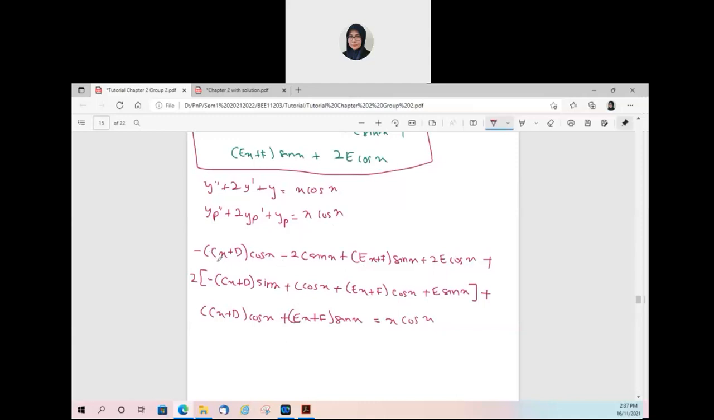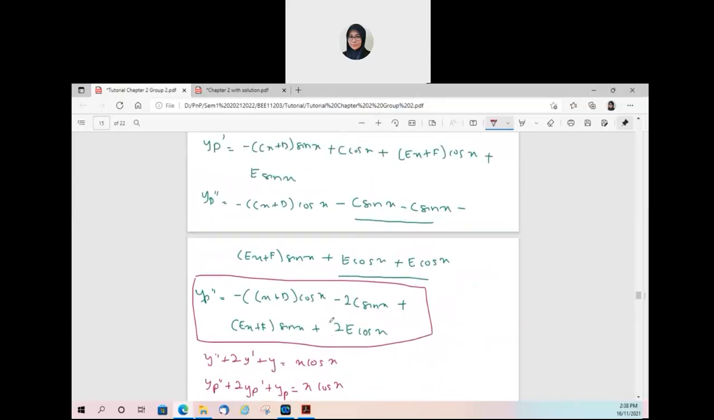Now we try to simplify the left hand side. We have to expand these two first. Before that, the minus (cx plus d) cos x and the (cx plus d) cos x, can we cancel them? Yes, we can cancel this one. Is there anything else that can cancel? The (ex plus f) sin x terms.